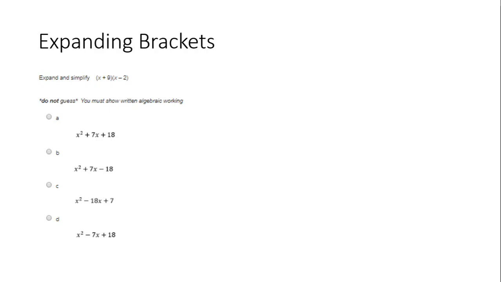Next, we're expanding brackets, and this should be pretty straightforward for you. That's just multiplying this out. So I'll do x times the x, which makes x squared, x times the minus 2, which makes minus 2x, 9 times the x, which makes 9x, and 9 times the minus 2 makes minus 18. The trickiest part of this is to make sure you've got the right signs.